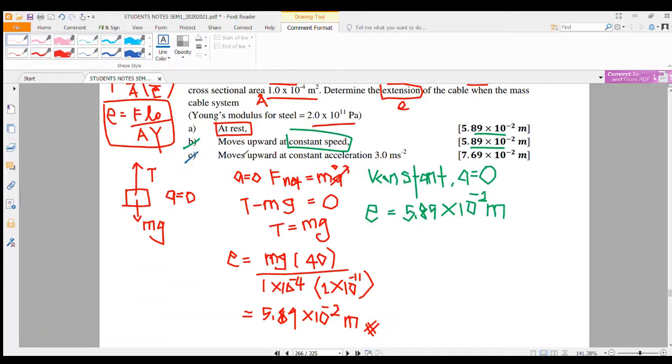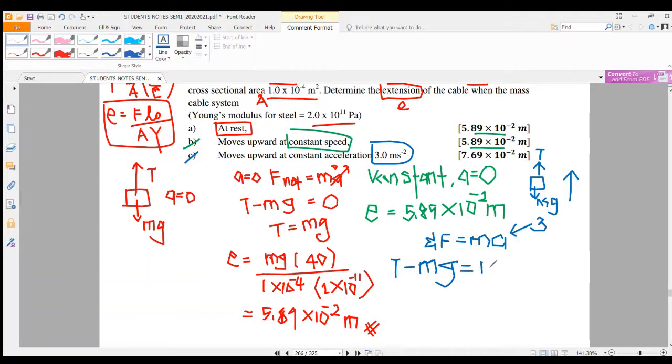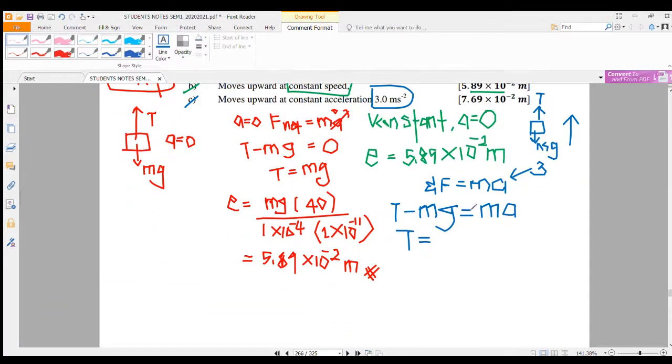Okay, we go to question 3c. Your object or the system is moved upward at constant acceleration. So now your F net equals ma, and your a is not equal to 0. a is equal to 3, so you must substitute 3 meter per second square. Because it is moving upward, your tension, this is your mg, and your system is moving upward, so we must take tension minus mg equals ma. So your tension here no longer equals mg. The tension here will equal ma plus mg.